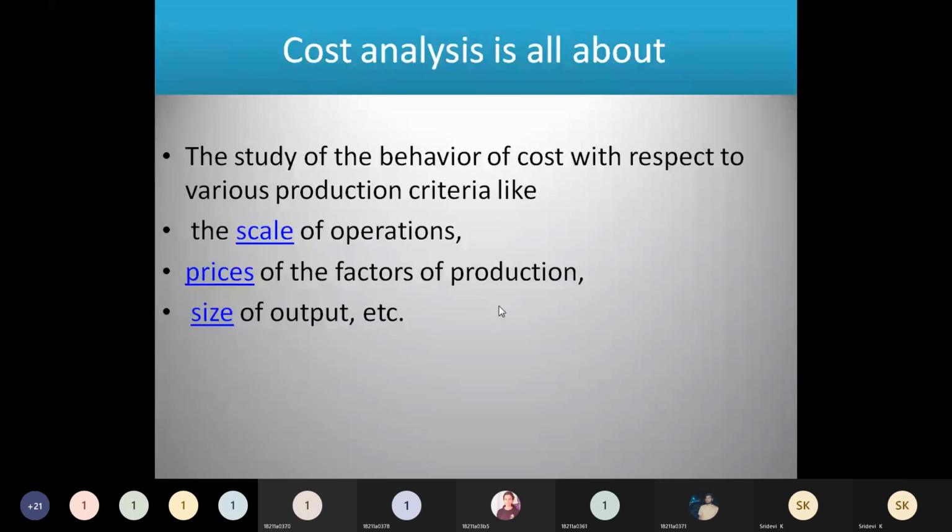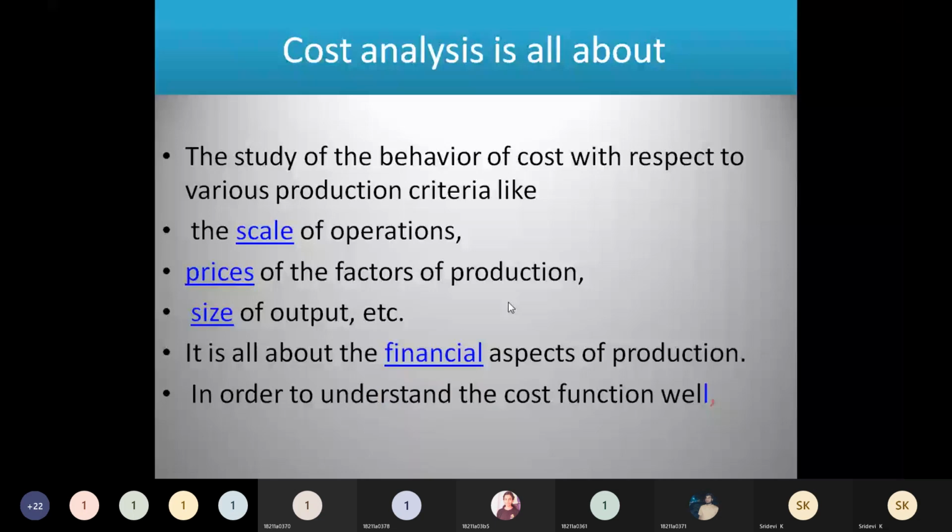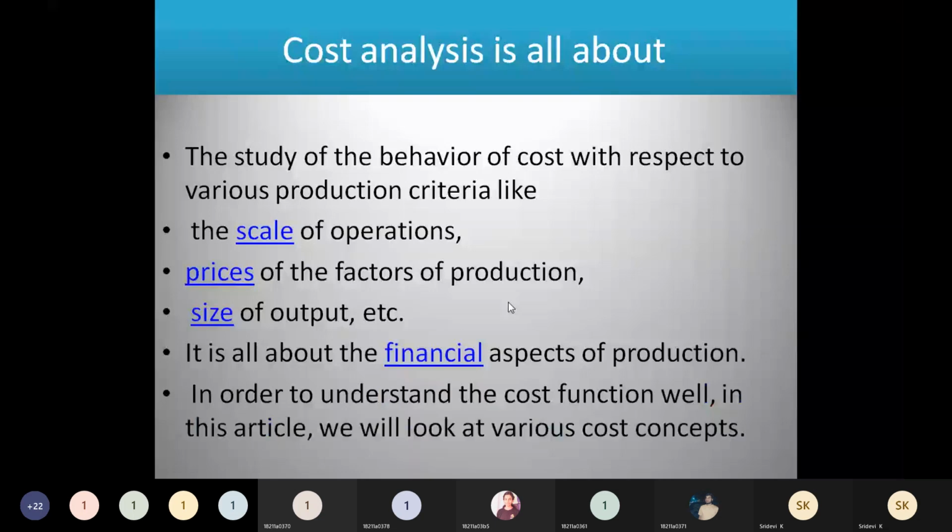And size of output, how much quantity of output you are going to produce, and how many operations you are using. That means different processes you are going to use. If the number of processes changes, automatically cost will be affected. So all these are going to bring change in the cost analysis. You can say that all these are the factors of cost. That is the scale of operation, prices of factors of production, size of output. And not only size of output, the technology that you are going to use also affects here.